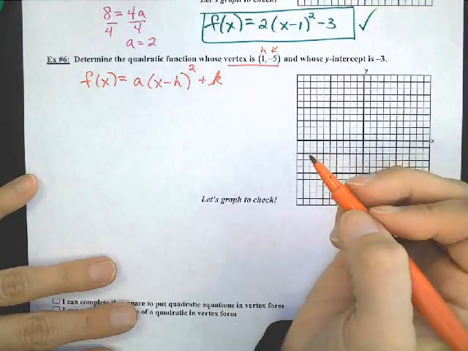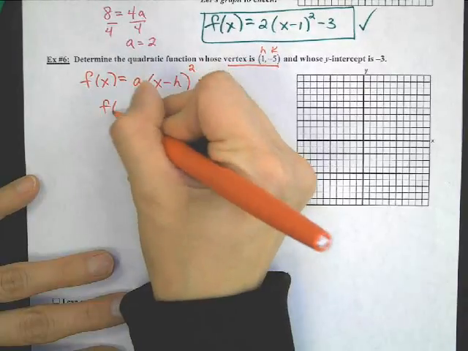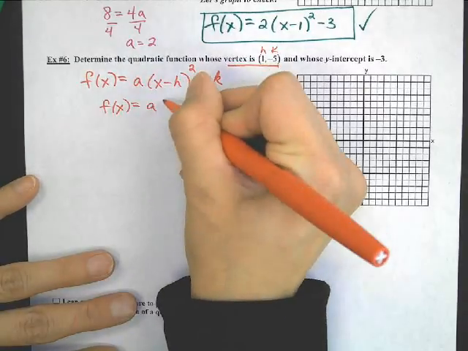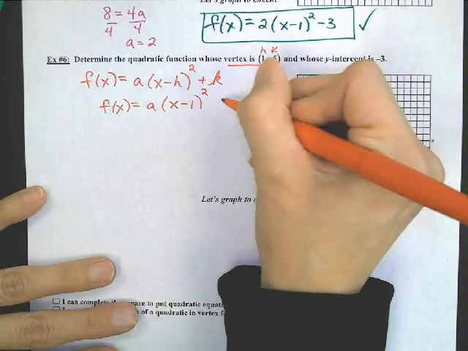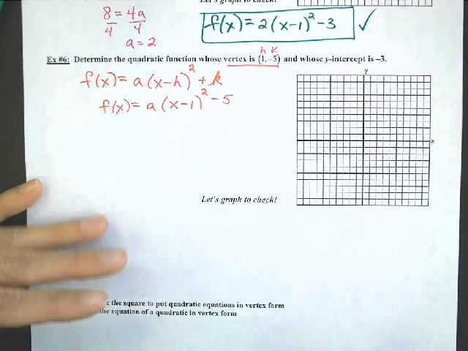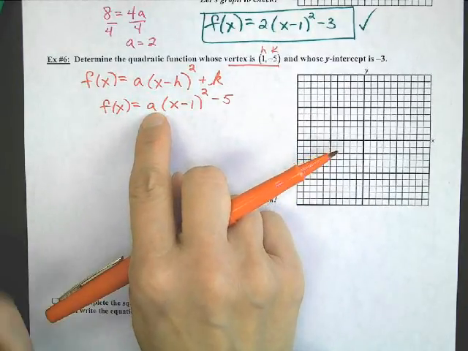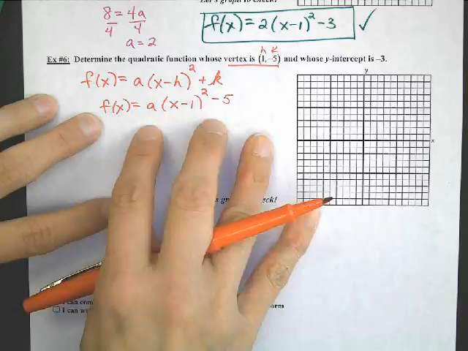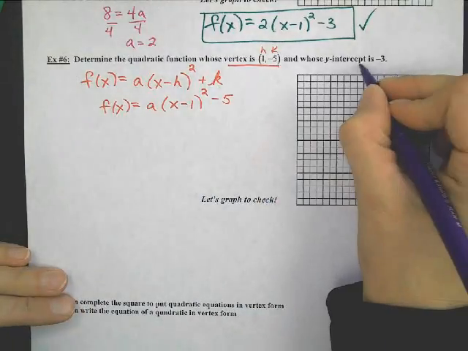So let's go ahead and start our problem. Let's put the h number in. So it's going to be x minus 1 squared. And let's put k, and let's put minus 5. All right, so far so good. Now we still need to figure out the a. You have to calculate it with the clues they give you. You can't just guess. Now it says a y-intercept.